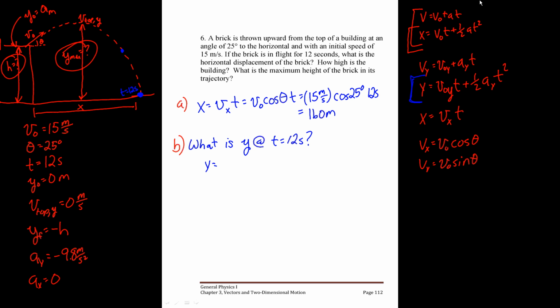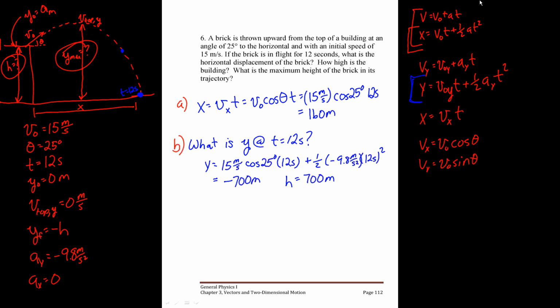I'm going to go ahead and put in the numbers, though. That's going to be y is equal to 15 meters per second, cosine of 25 degrees, times t, which is 12 seconds, plus 1/2 a y, which is minus 9.8, times 12 seconds squared. Make sure you square that number, okay? When I put that in, I get minus 700. That means that the height of the building is equal to 700 meters.